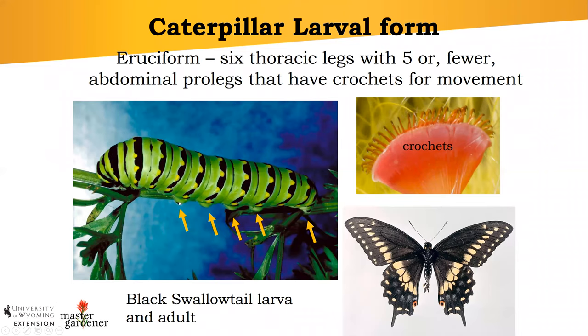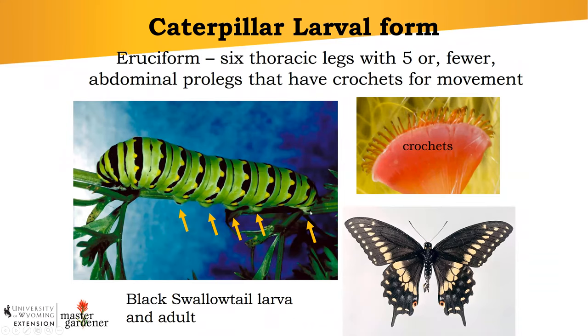And then they have what are called abdominal prolegs, five or fewer of them. That's what they use for hanging onto the plant and moving around on the plant. On those fleshy projections, they have what are called crochets, or hooks, that they can grab hold of the vegetation with. You can see here, it has four kind of mid-abdomen and then a pair at the end of the abdomen.